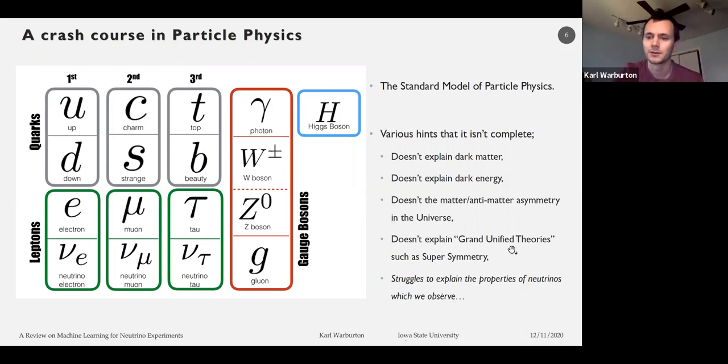And it doesn't explain so-called grand unified theories, where we try to unite all of these forces into a single force at really high energies. And it can't really manage any of this.